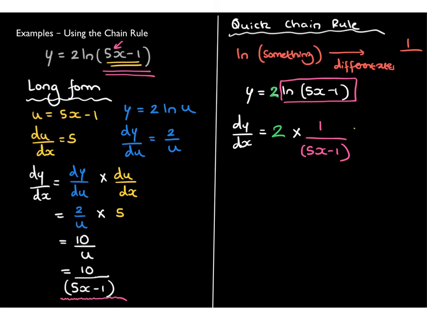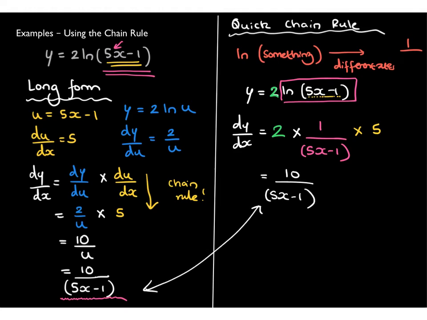But of course, we need to multiply by the derivative of the inner function, which is this step here in the chain rule that we've already seen when we use the long format of the chain rule. What's the derivative of the inner function? It's 5. Now combine these components together and we have 10 over 5x minus 1, which is the answer that we have here as well. This continues the pattern of the quick chain rule that we have already seen in other examples.